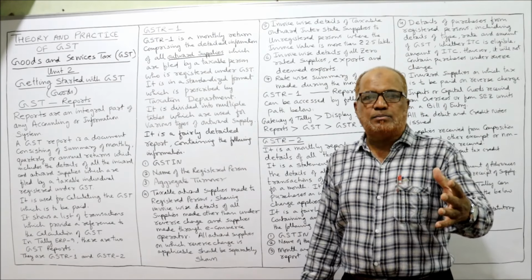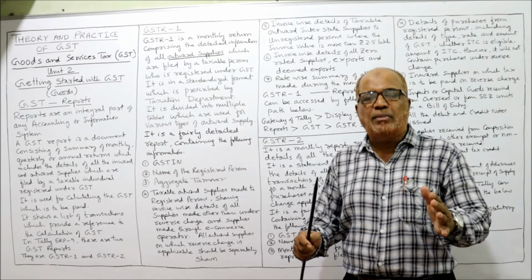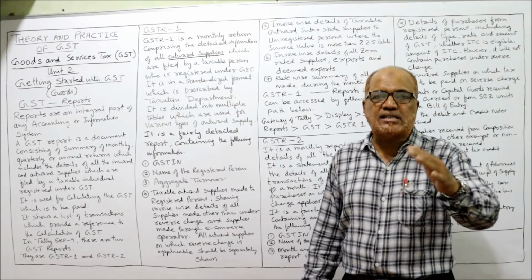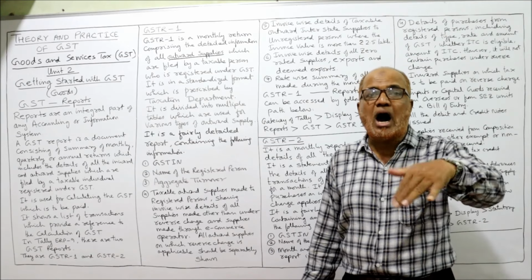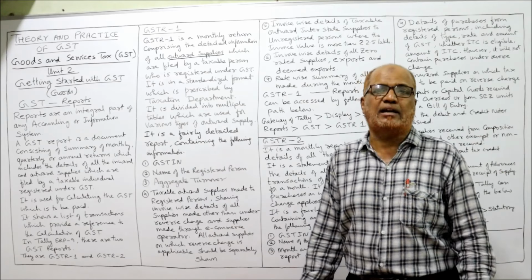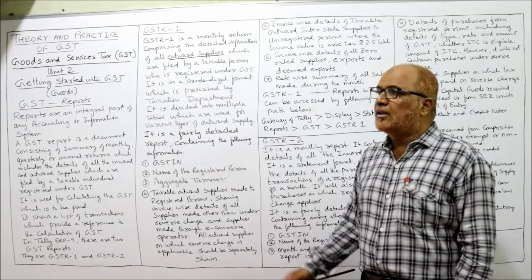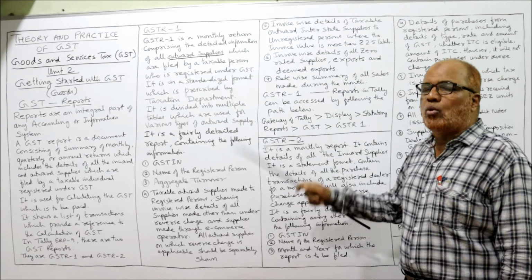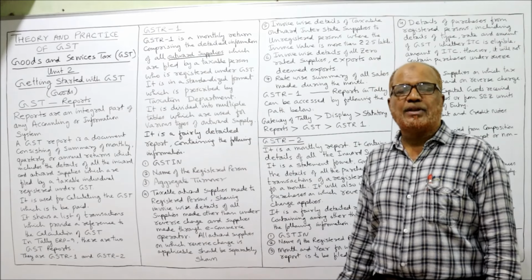Interstate supplies between one state to another state. Any supplies made by the registered dealer interstate should be clearly shown if it is made to an unregistered recipient, where the total invoice value is more than rupees 2.5 lakh, 2,50,000.